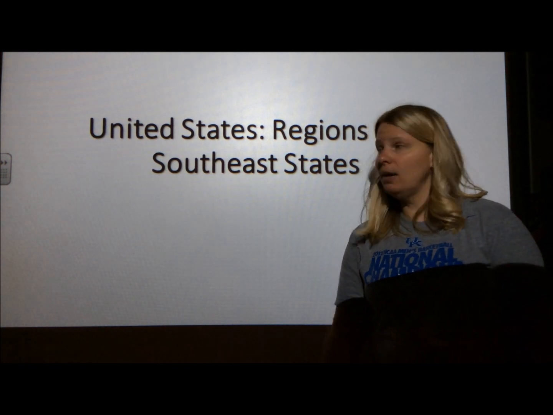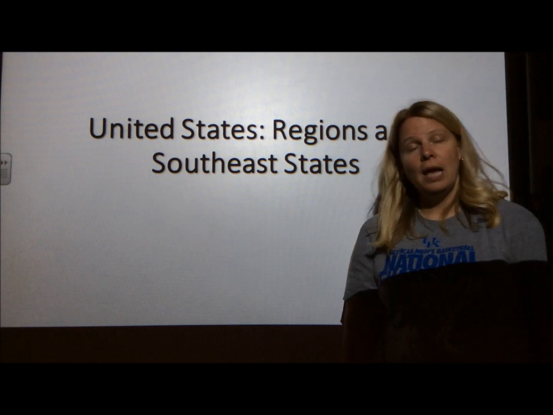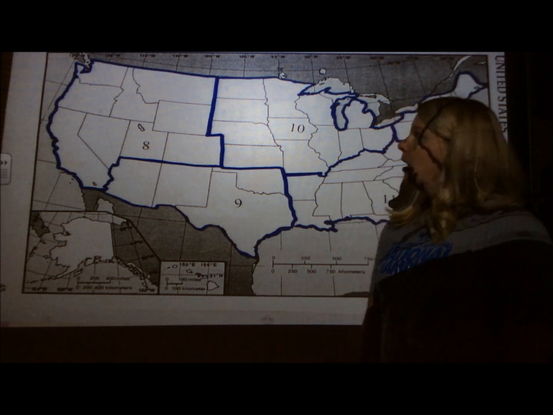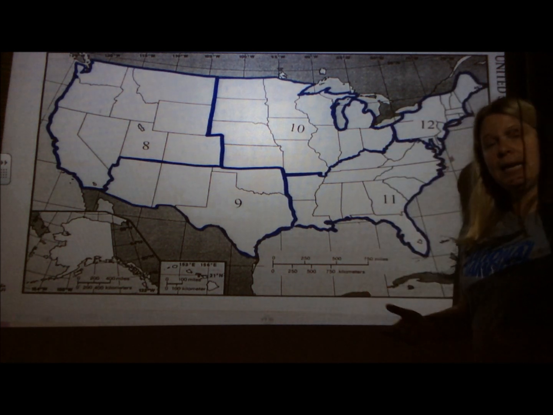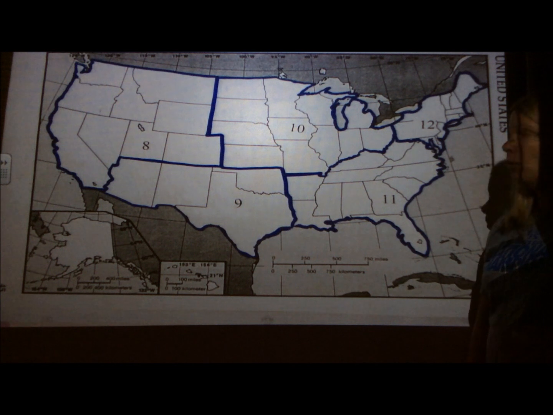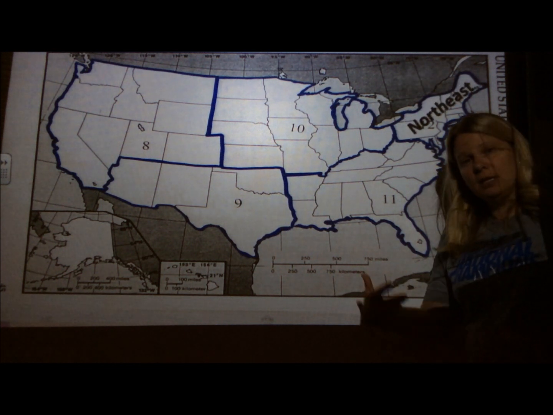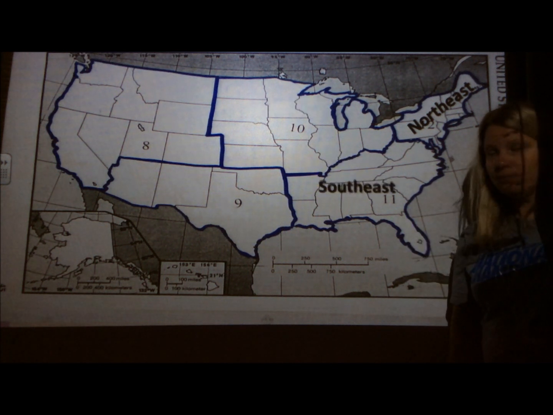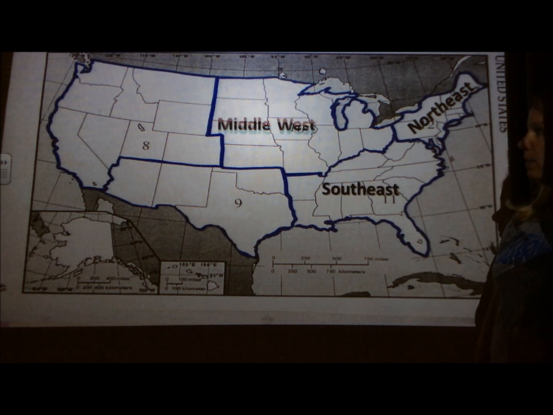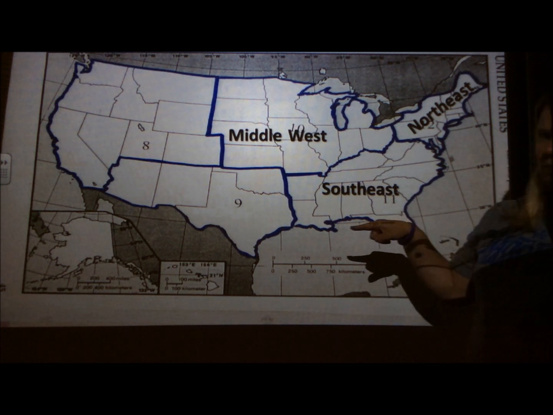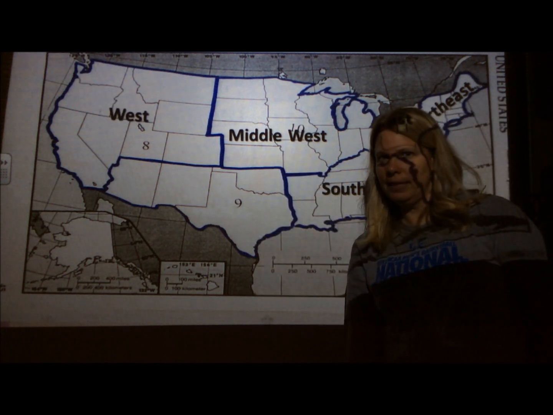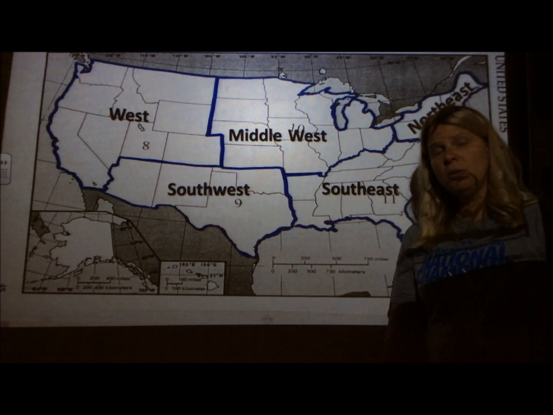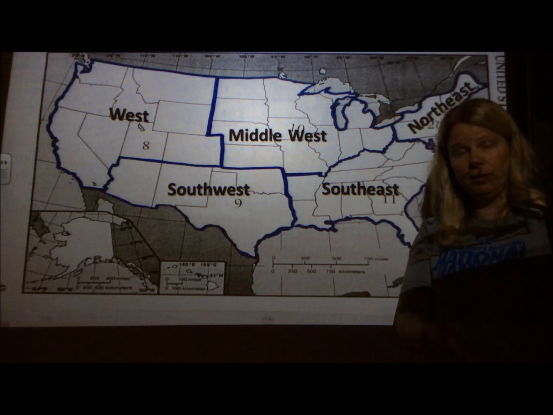So today what we're going to be talking about are the United States regions and the Southeast states. Now, we talked about the regions before. So here are your regions again. Remember we said that number 12 was the Northeast region, which you should know that now because you just took a quiz on that. Number 11 is the Southeast region. And number 10 is the Middle West region. Remember we skipped over 9 and we went to the West region and number 8. And number 9 is the Southwest region. So let's get right to it so that we can get this map filled out on your paper.